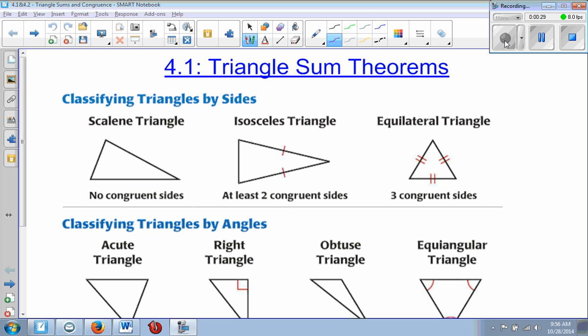So the first three things up here are names for classifying triangles by the number or lengths of their sides. All triangles have three sides. If there are no congruent sides in the triangle, it is called scalene. If there are two congruent sides in the triangle, it is called isosceles. And if there are three congruent sides in the triangle, it is called equilateral.